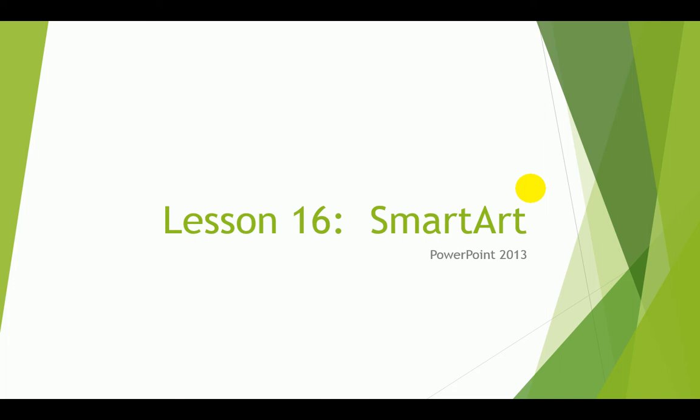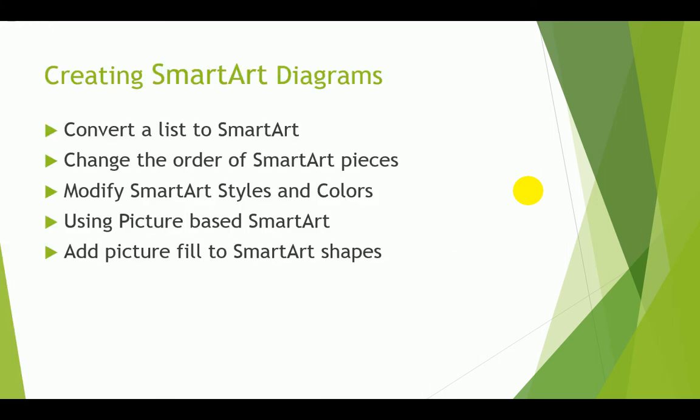Today we're going to be looking at Lesson 16, which deals with working with SmartArt in PowerPoint 2013. In this lesson, we're going to talk about converting a list to SmartArt. That can either be a bulleted list or a numbered list. We're going to talk about changing the order of those SmartArt pieces. We'll be discussing how to modify SmartArt styles and colors.